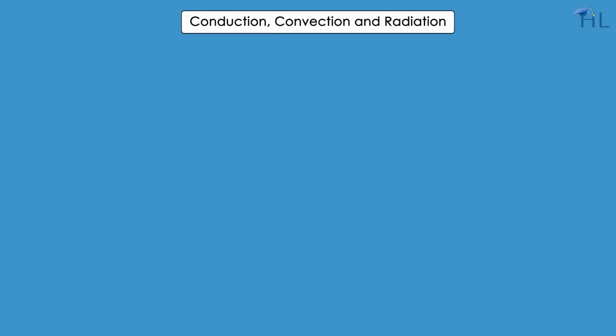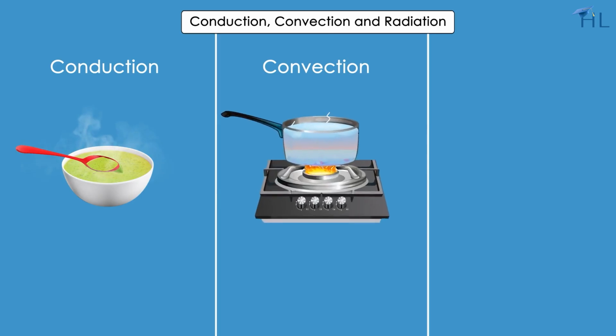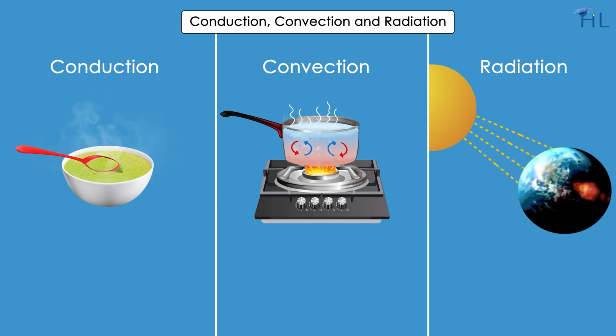So, to sum it up, conduction transfers heat through direct contact. Convection moves heat in fluids through currents. And radiation sends heat through electromagnetic waves. Understanding these processes not only explains how heat moves, but also helps us better design everything from buildings to kitchen appliances.